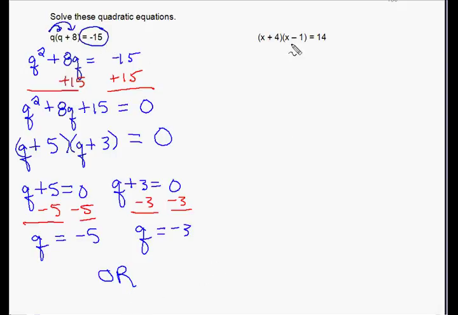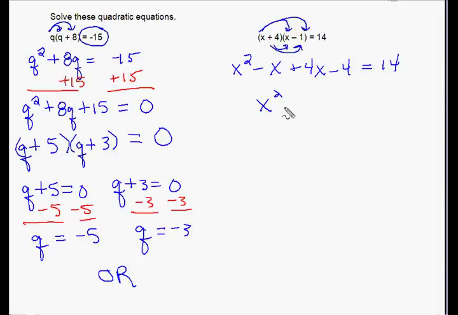Again, here we have a situation where we've got x plus 4 times x minus 1 is equal to 14. It's not equal to 0. Since it's not equal to 0, we're going to go ahead and use the distributive property. For this, I multiply the x to both things in the second parenthesis, and I multiply the 4 to both things in the second set of parentheses. And then I'll clean that up and see what I have.